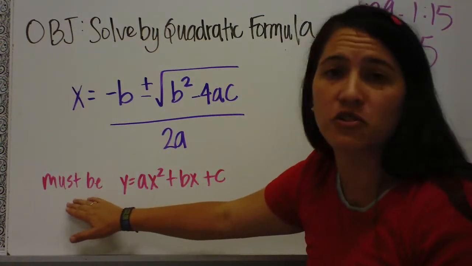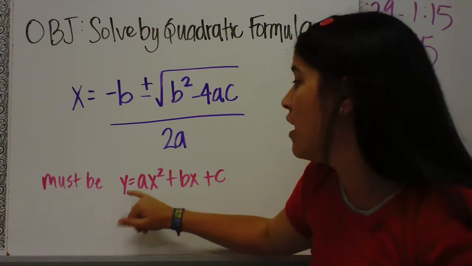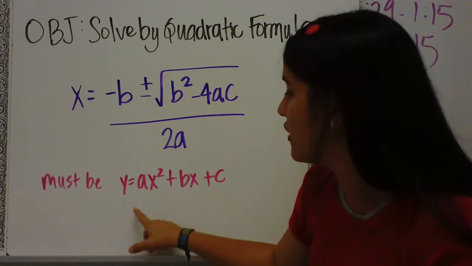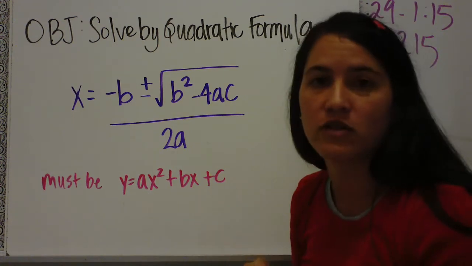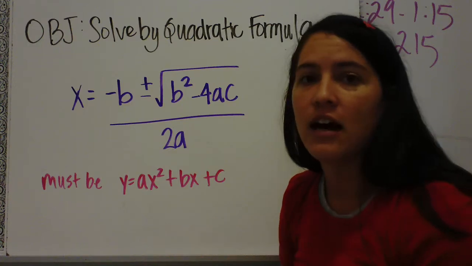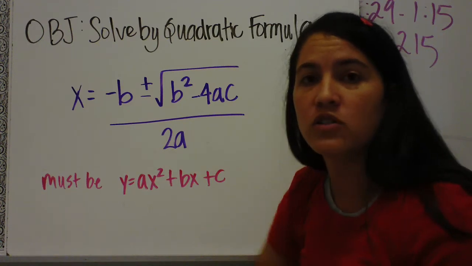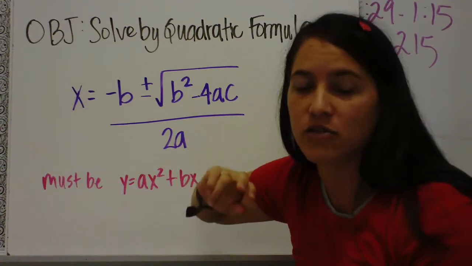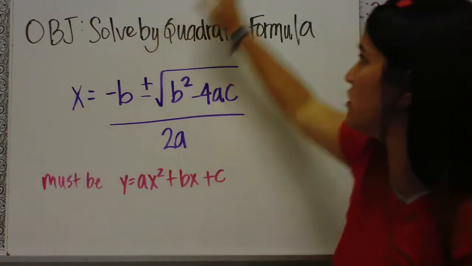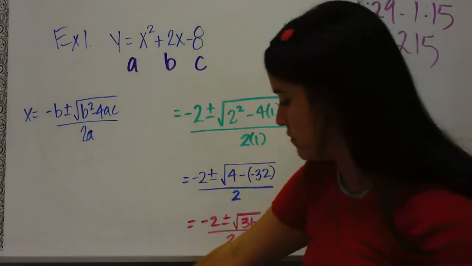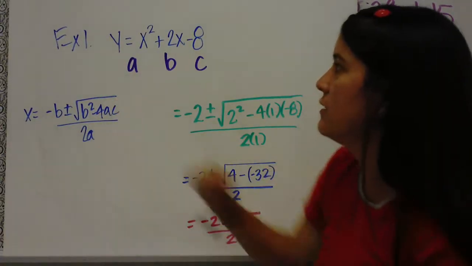The only thing is you have to have your equation in standard form, ax squared plus bx plus c, to identify your a, your b, and your c values. So I'm going to show you examples. This works for any quadratic equation for finding the zeros. We're looking for the zeros, the solutions, the x-intercepts, whatever you want to call it. We're looking for the solution.